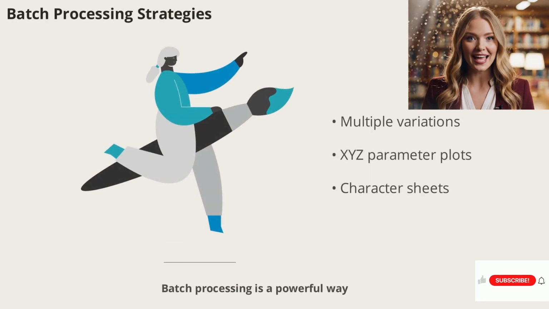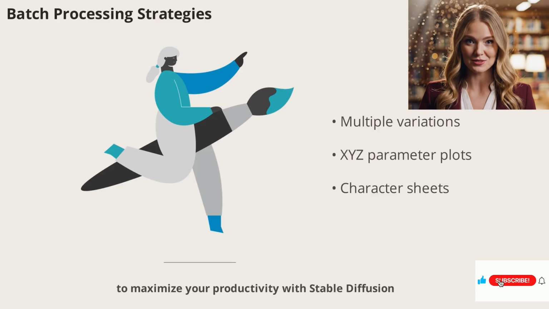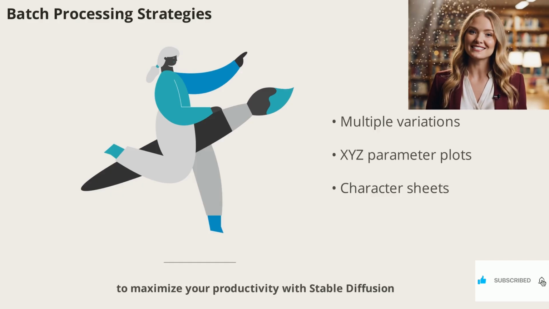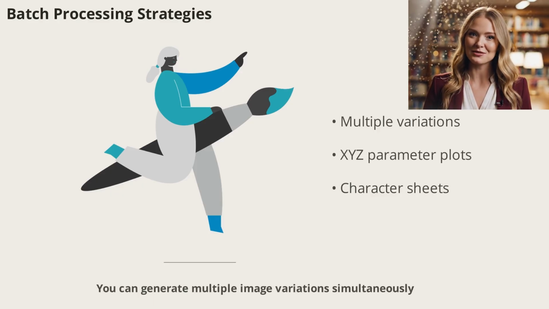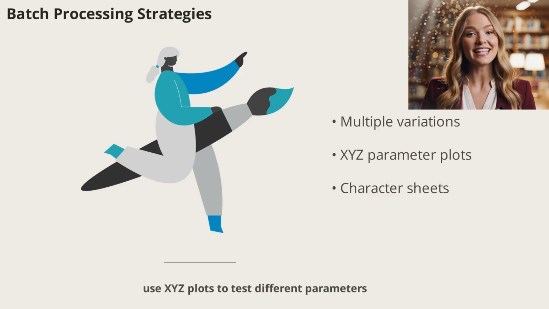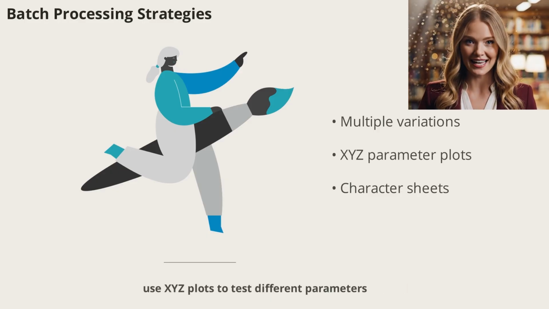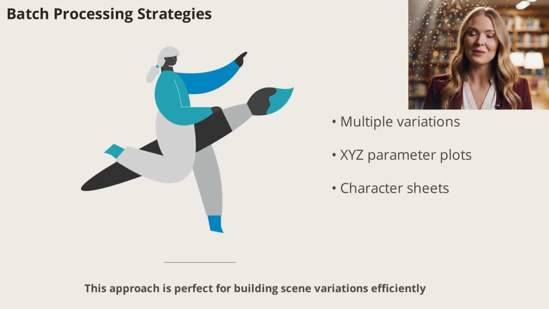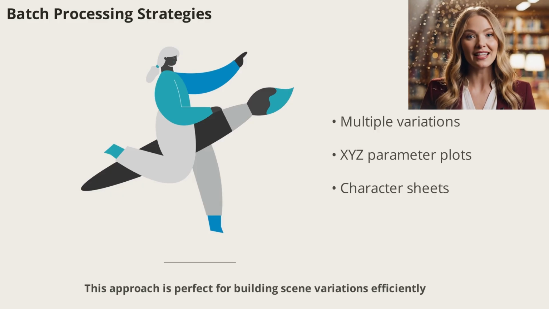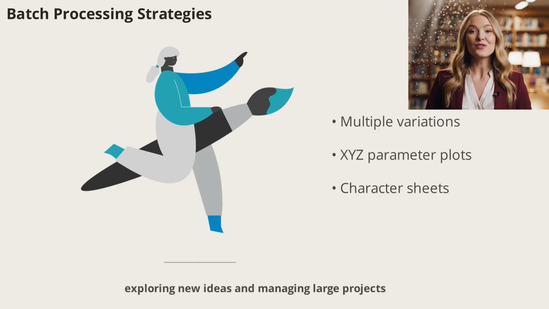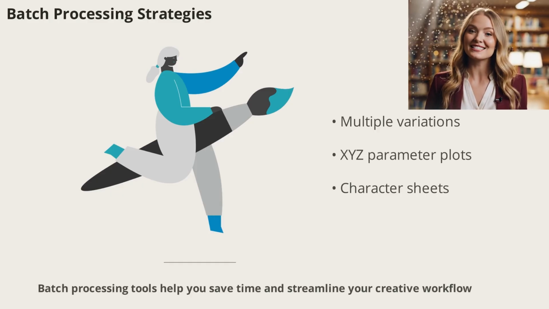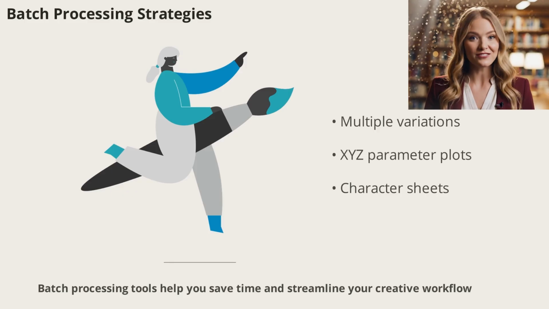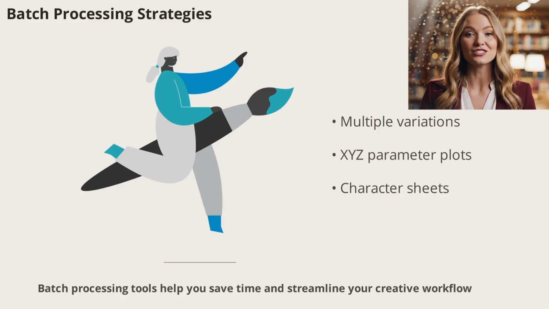Batch processing is a powerful way to maximize your productivity with Stable Diffusion. You can generate multiple image variations simultaneously, use XYZ plots to test different parameters, and create character sheets with consistent seeds. This approach is perfect for building scene variations efficiently, exploring new ideas, and managing large projects. Batch processing tools help you save time and streamline your creative workflow.